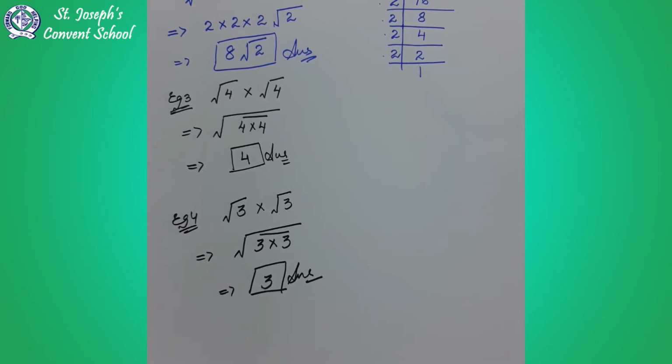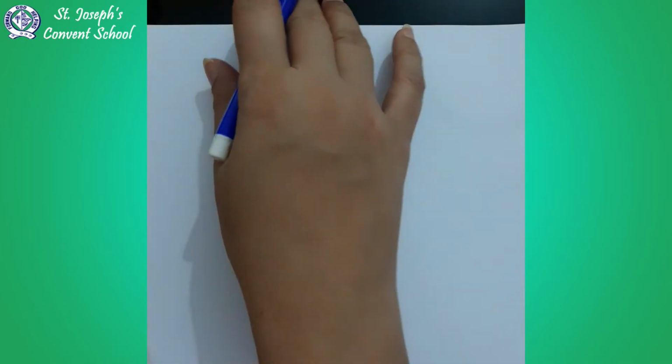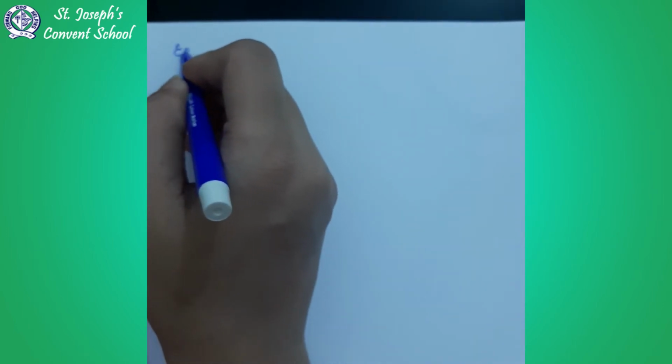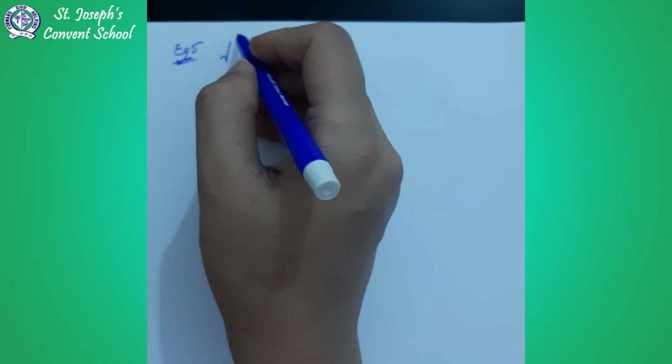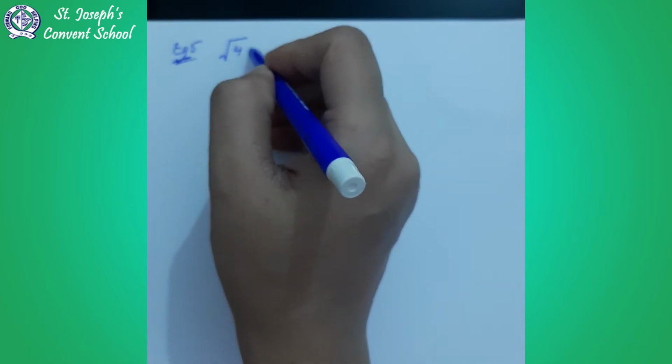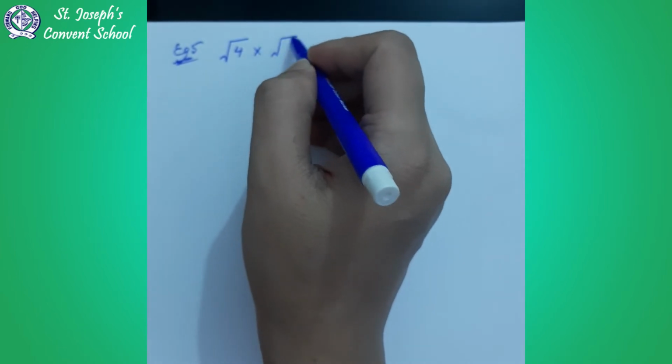Let's do the next example. Another type. Example number 5. Now the question is under root 4 into under root 8.